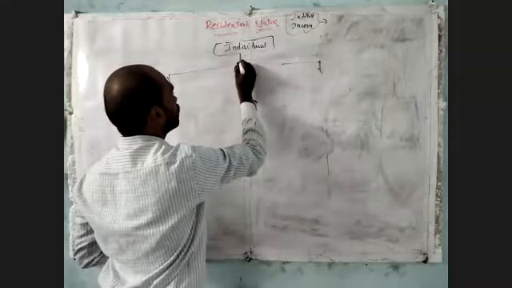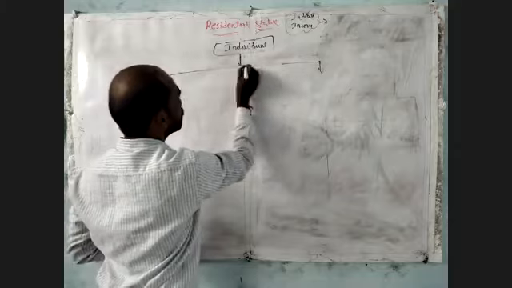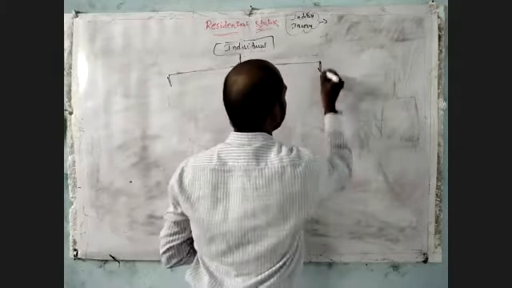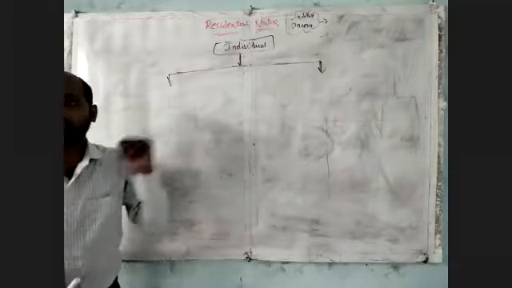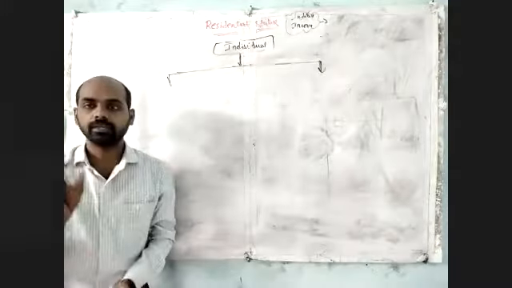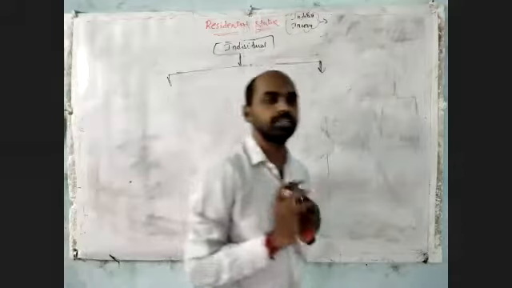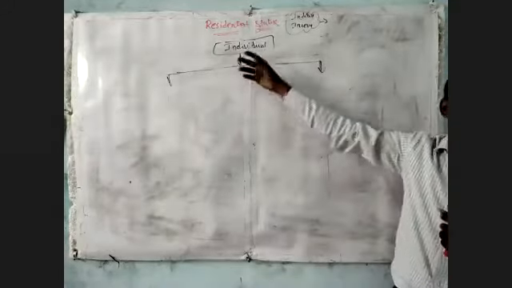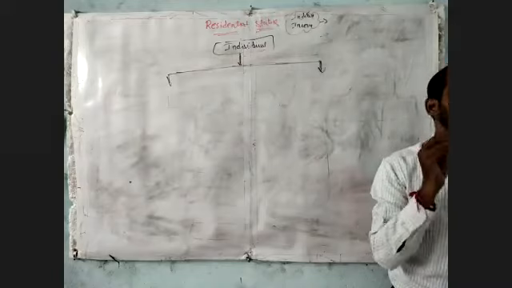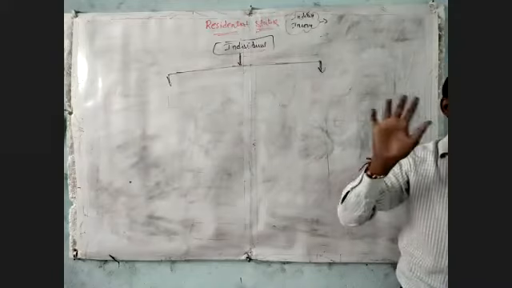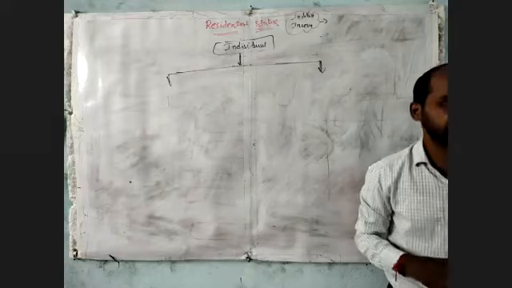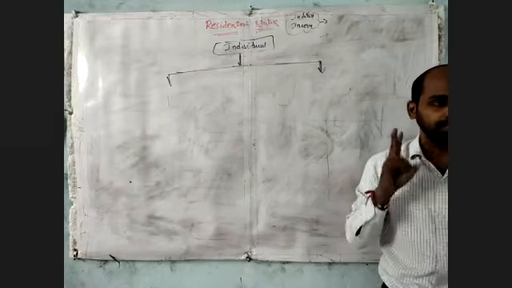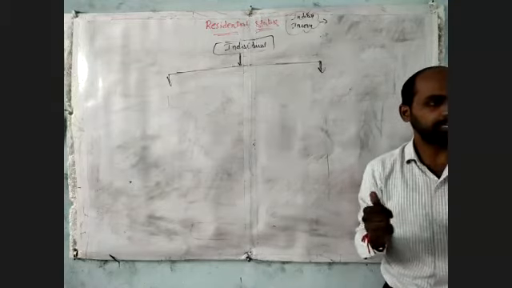Residential status of an individual we are doing first. An individual can be resident or non-resident based on some test conditions we need to check. For the purpose of residential status of an individual, we need to test some conditions. Basic conditions and additional conditions are there.